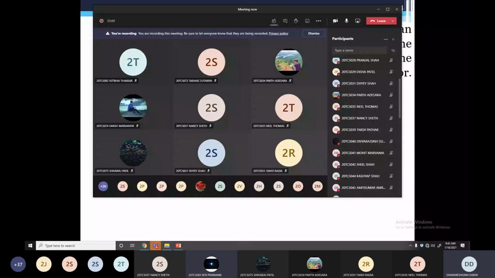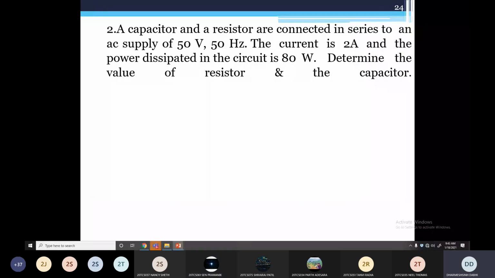Sir, can you make the question visible again, sir? Yes. Let's see this. 0.0212. Yes, please. 0.0212. The answer is 212.3 microfarad. All of you can get the answer. Sorry, 212.3 microfarad.